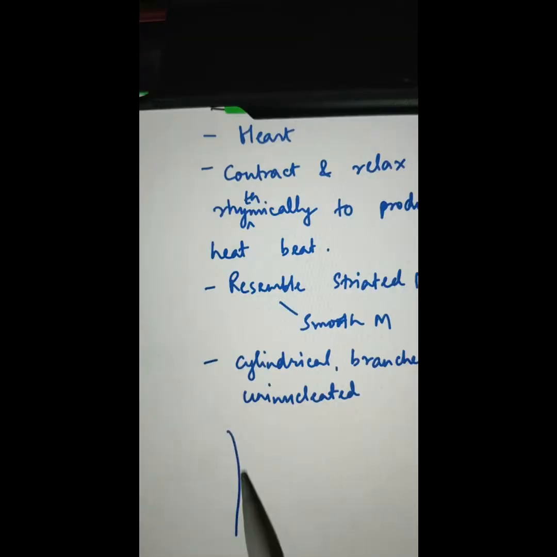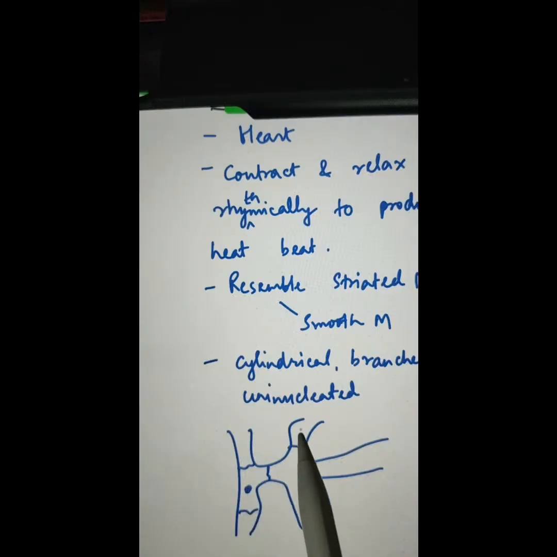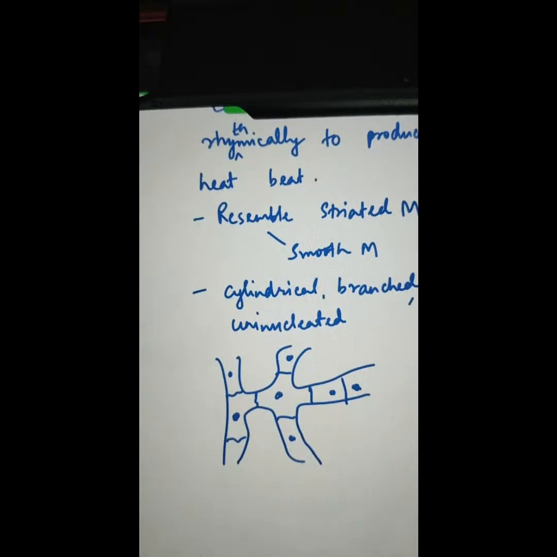How are we going to draw them? So I'm making them longer because as I wrote that they are cylindrical. I also wrote that they are branched. That is why I am showing branches in them. So this is how you can draw cardiac muscle. So with this, we are almost done.